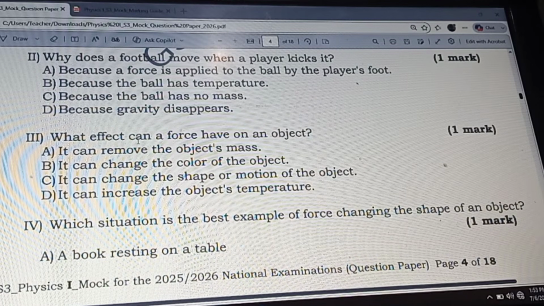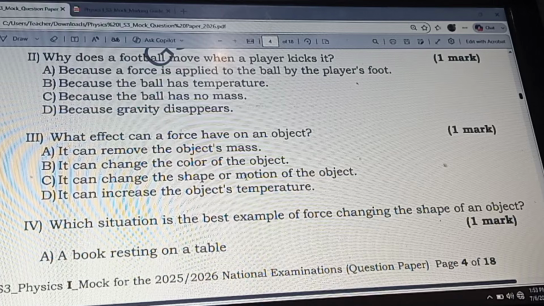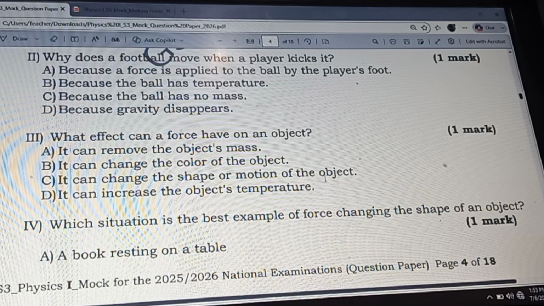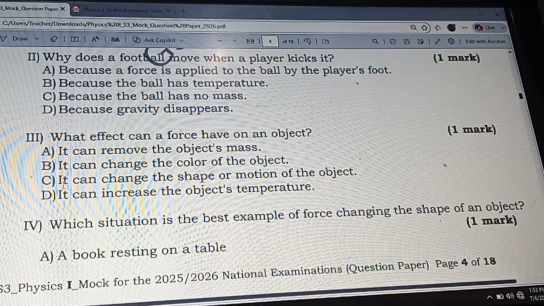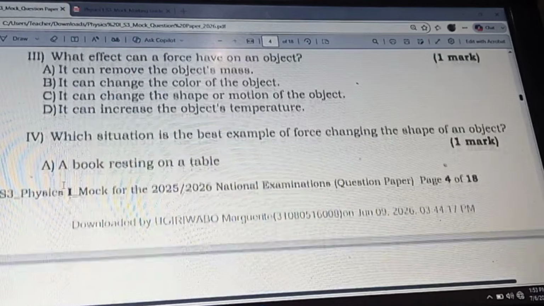I3. What effect can a force have on an object? It can remove object mass? No. It can change the color of the object? No. It can change shape or motion of the object? Yes. It can increase the object temperature? No. The best option is this one, C. It can change the shape or motion of an object.